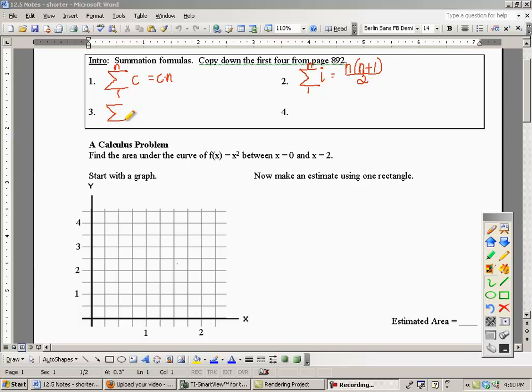Third thing is we take the sum from 1 to n of i squared. So that means 1 squared plus 2 squared plus 3 squared plus 4 squared plus 5 squared, and so on, all up to n squared, can be found by taking n times n plus 1 times 2n plus 1, all divided by 6. And last one that we're going to look at is if we take the sum from 1 to n of i cubed. So again, 1 cubed plus 2 cubed plus 3 cubed plus 4 cubed all the way up to n cubed is the formula n squared times n plus 1 squared all over 4.